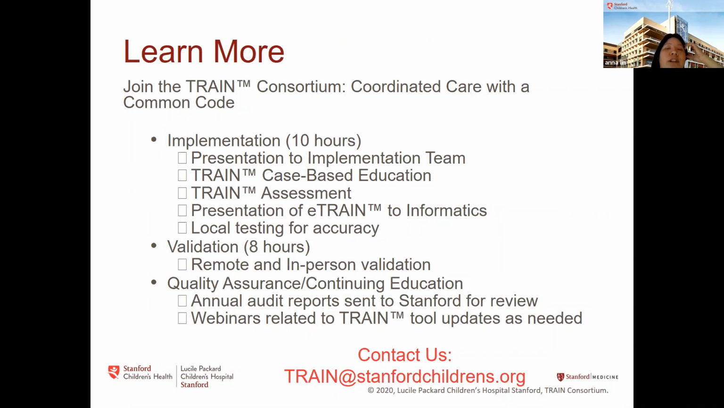Join us in the Train Consortium. Again, we do want to have coordinated care across the region with a common code. And by joining the consortium, you'd get some assistance with implementation, validation, and quality assurance, as well as continuing education. And you can contact us at train@stanfordchildrens.org for that.